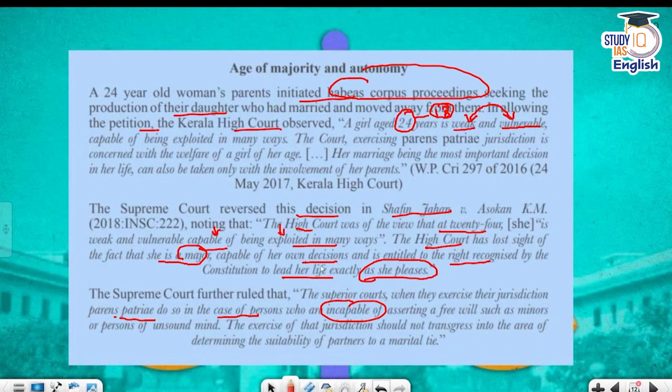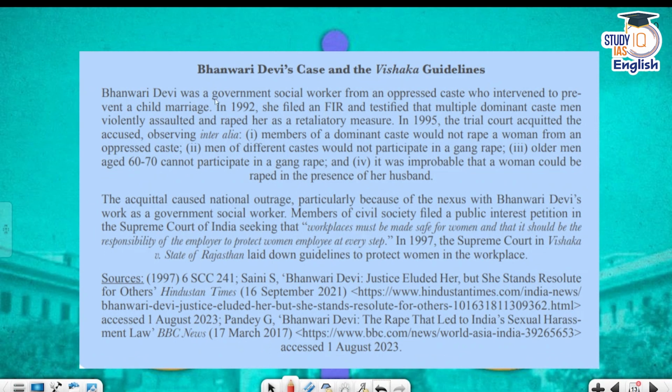Okay, moving on. The most important case here is Bhanwari Devi's case and the Vishaka guidelines. Bhanwari Devi was a government social worker, and she belonged to an oppressed caste, and she intervened to prevent a child marriage. Now in 1992, she filed an FIR. And she also gave testimony that multiple dominant caste men violently assaulted and raped her as a retaliatory measure, to show that they will remain dominant in every way, not only caste but also sex and gender. In 1995, the trial court acquitted the accused.